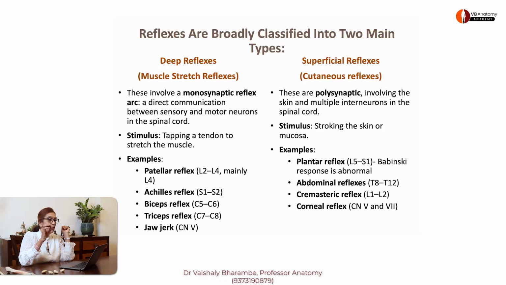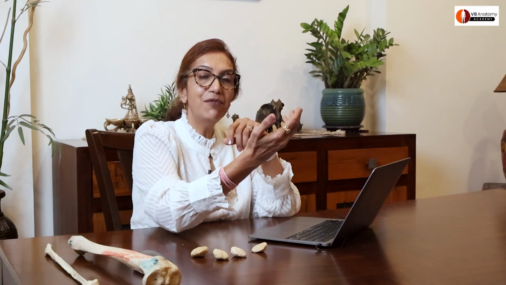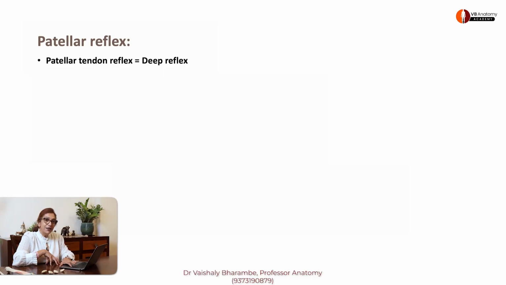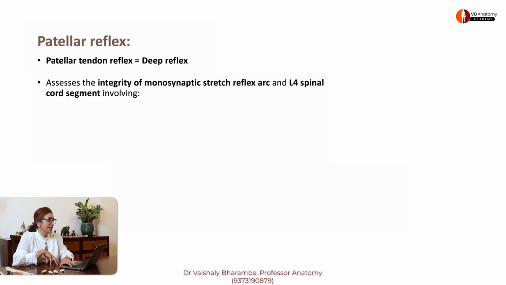In deep, there is a monosynaptic reflex, direct communication between sensory and motor neuron. You can tap a tendon. The afferent limb will carry it, the efferent limb will cause contraction of the muscle, and you will see action. Examples of deep reflexes: patellar reflex, Achilles reflex, biceps reflex, triceps reflex, jaw jerk. Okay, today we're talking about patellar reflex. Also called patellar tendon reflex, it's an example of deep reflex.